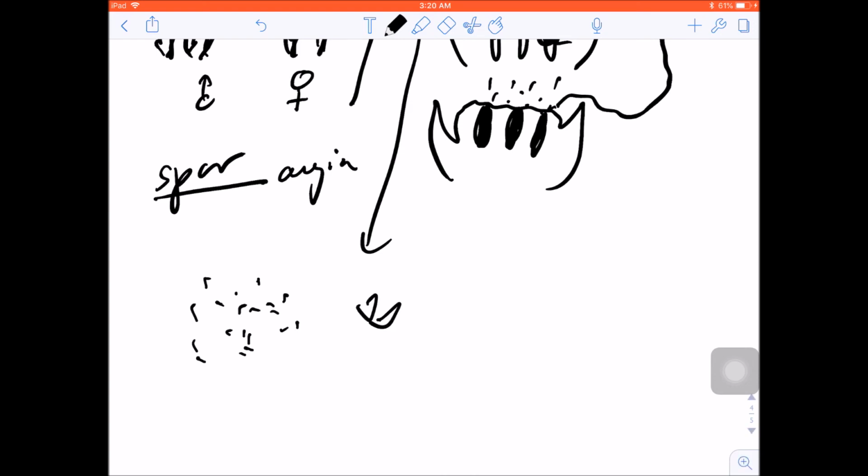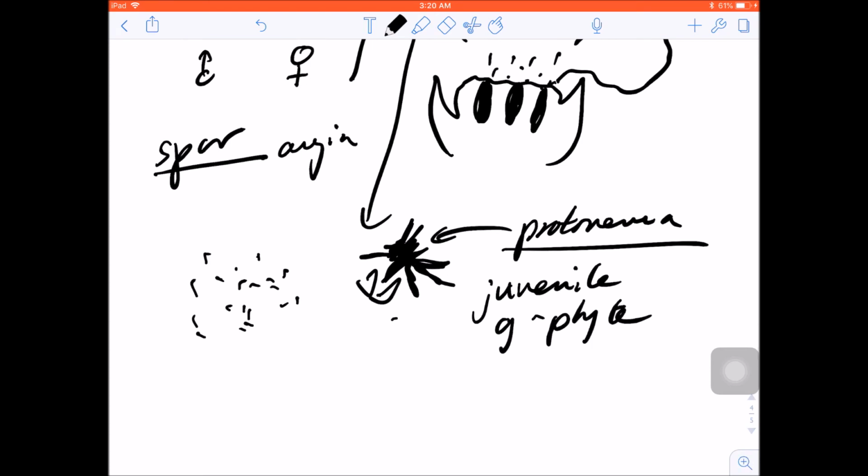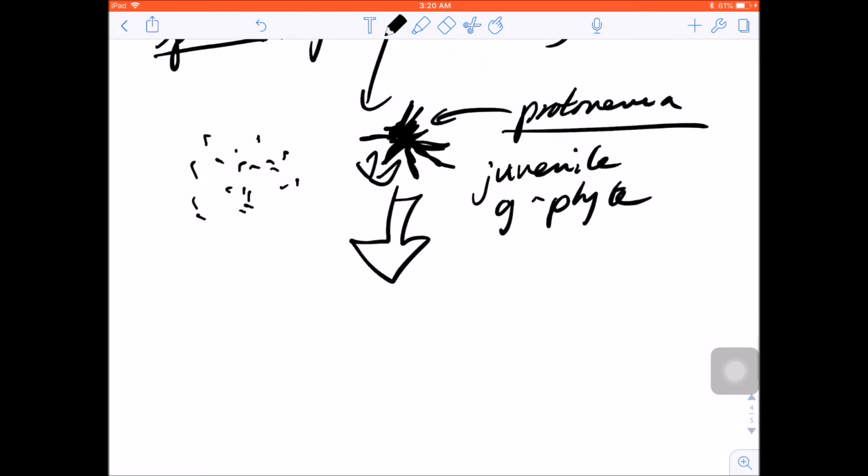Remember, those spores will germinate, and I think this terminology is true in both the mosses and the liverworts. What comes out is the protonema. If you remember on the slides, it's just this green mass of tangled stuff, which you can consider a juvenile gametophyte, because it'll grow into an adult gametophyte.